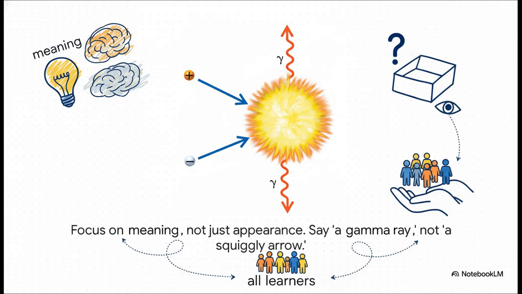And this right here, this is the absolute golden rule of good alt text. It's all about conveying the meaning of the image, not just its appearance. You wouldn't describe this diagram as a ball with a plus sign hitting a ball with a minus sign. No way. You'd say a positron and an electron colliding to produce two gamma rays. You describe what the image is and what it means, not just what it looks like.